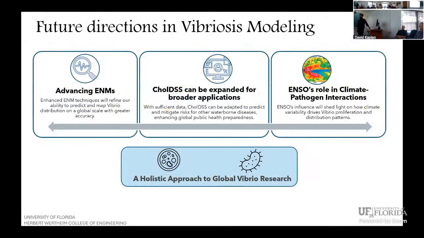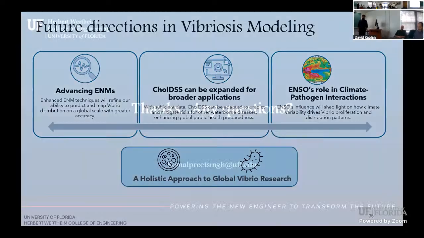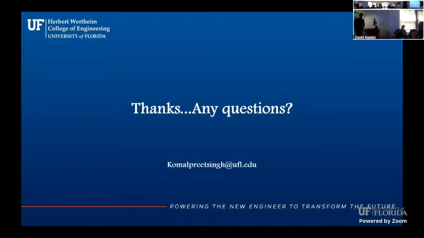Now, for the future direction, advancing the ENMs, the cholera DSS, and ENSO, all combined with GeoAI under an umbrella term, will provide us with a holistic approach to global Vibrio research so that we can understand where the Vibrio is. The vision here is not to react after a patient comes to a hospital, but to do live tracking of where the Vibrio can be present in the entire region. So that's the aim of this entire innovation. Thanks.